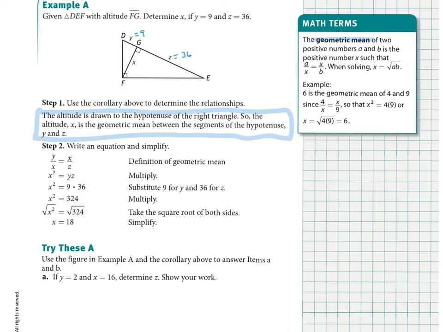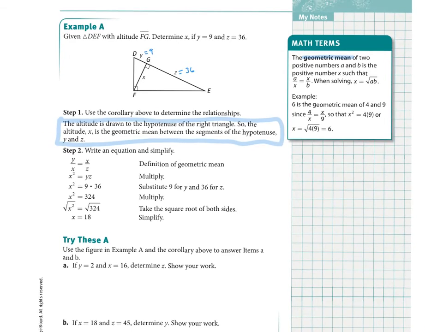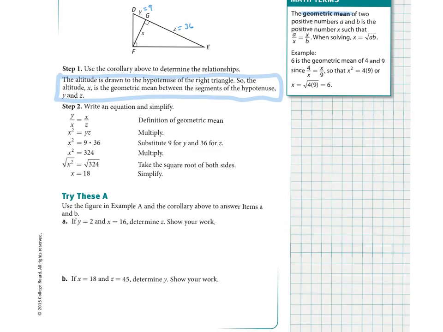So I'm going to have us go ahead and complete the Try These A below. We're still using this figure above, but now we're not going to have 9 and 36. Now we're going to have some different values for y, z, and x. So let's look at A below. I'm going to help you out with part A under Try These A, and then I will have you look at part B on your own down here.